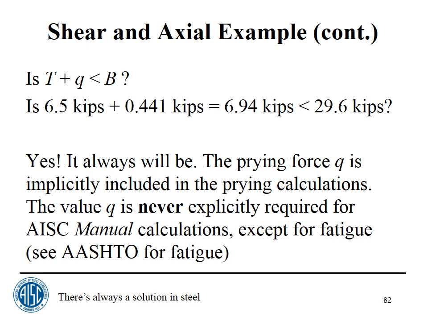So, is T plus Q less than B, which it has to be? Is 6.5 plus 0.441, which equals 6.94, less than 29.6? Well, obviously, yes. And it always will be. The prying force Q is implicitly included in the prying calculations in the equilibrium equation. The value of Q is never explicitly required for the AISC manual calculations.